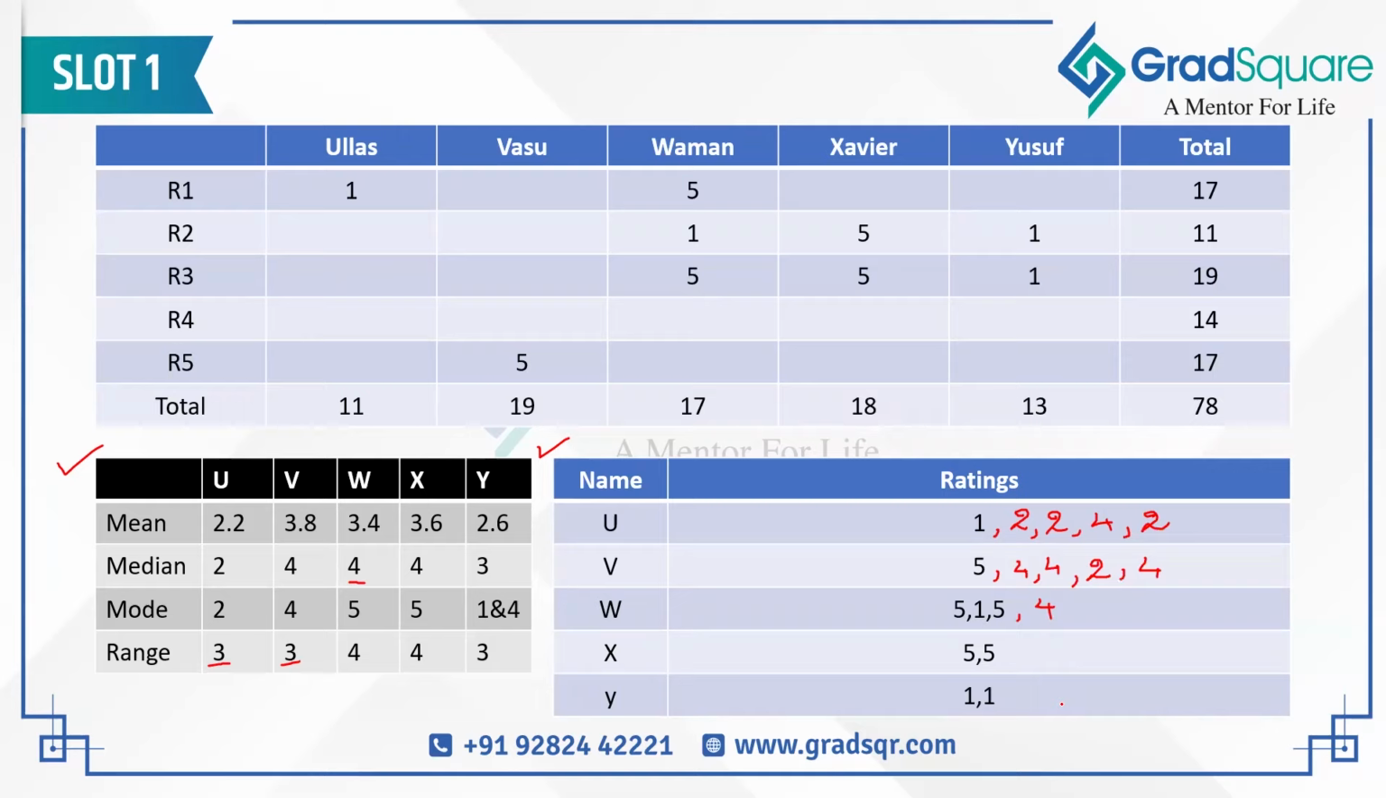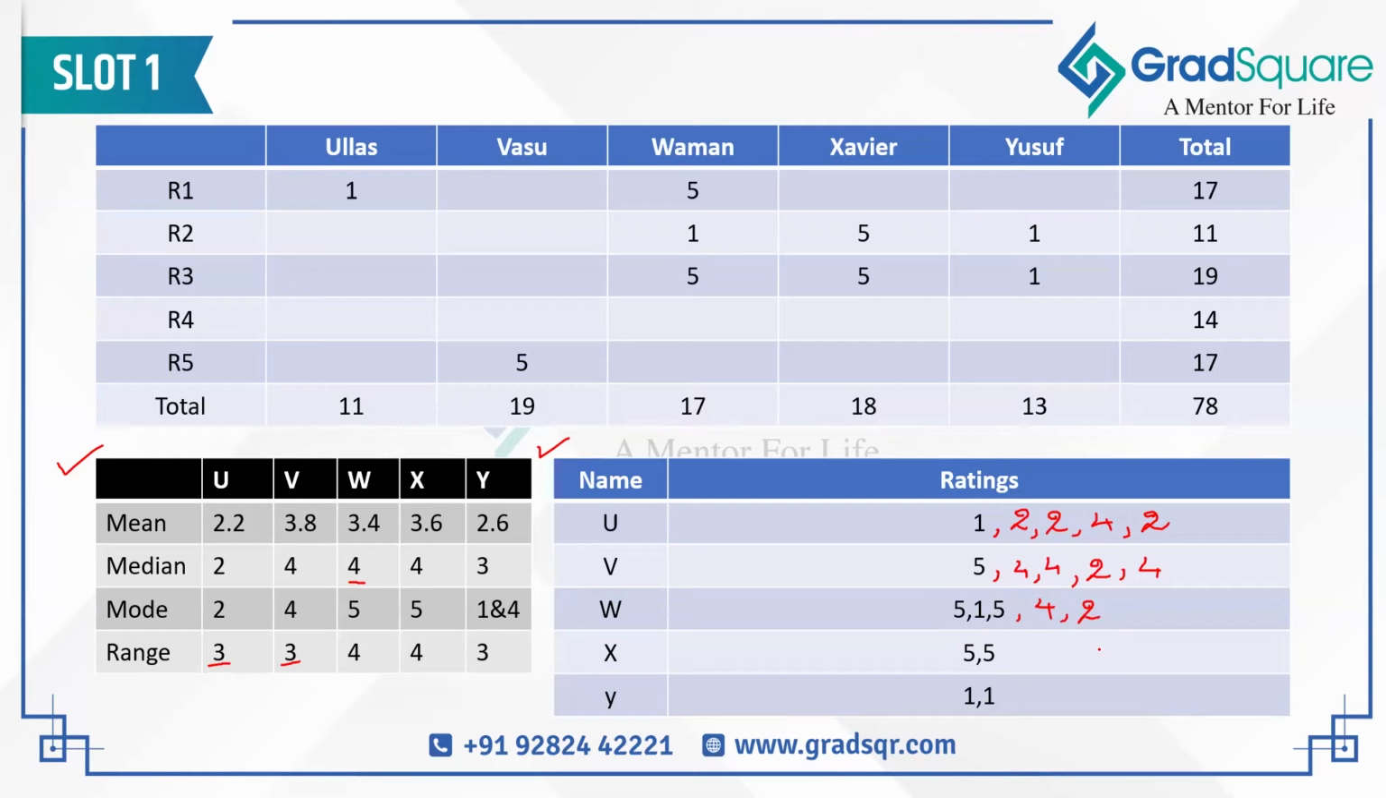So we can figure that out again by looking at the sum of the ratings for Vaman. So the sum of these 4 ratings is 5 plus 5, 10 plus 1, 11 plus 4, 15. And here we have 17 as a total for Vaman, which means the last restaurant must have rated him 17 minus 15, 2. Now moving on to Xavier.